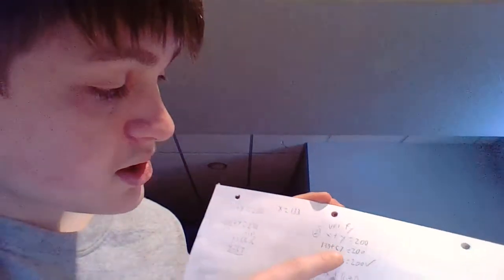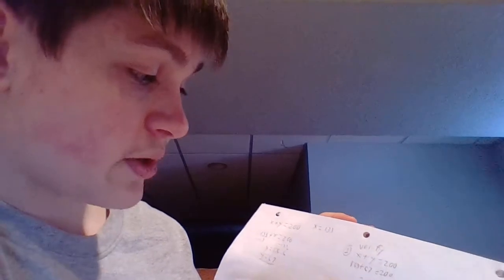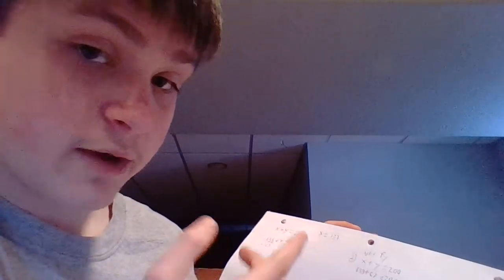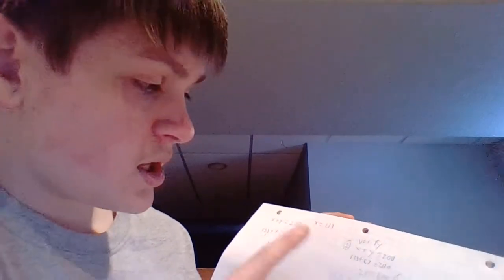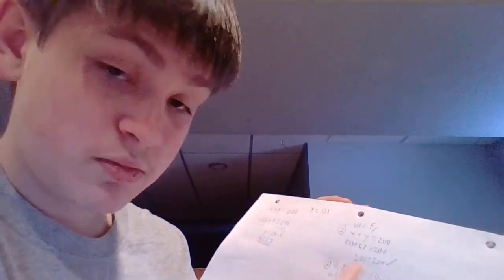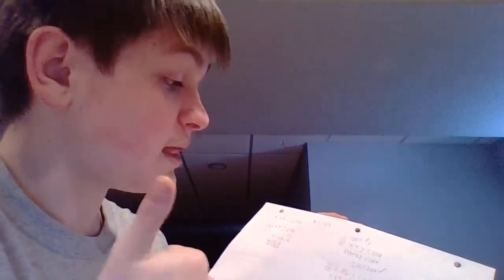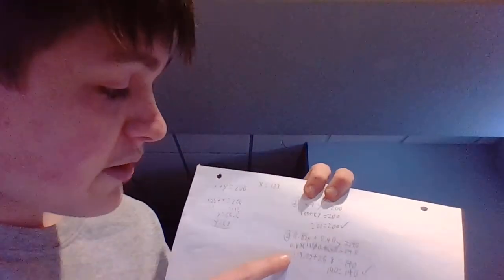So, easy as that. The second thing, you verify, which means you use both systems. So, x plus y equals 200. So, 133 plus 67. I rounded them up. Equals 200. So, 200 equals 200.